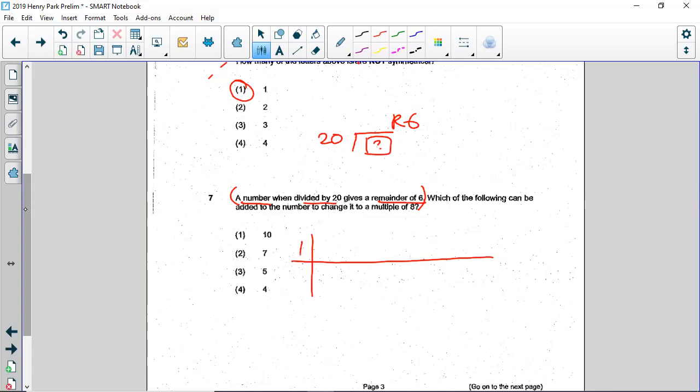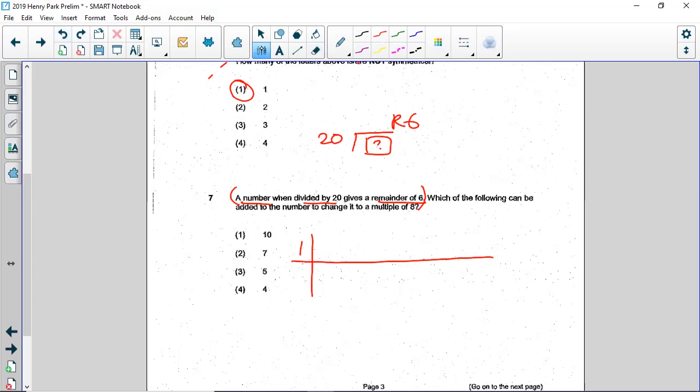A number when divided by 20 gives a remainder of 6. So what number is that? You can start with, hang on for a while, Miss Tong needs to do this. A number when divided by 20 gives a remainder of 6. So which of the following is added to the number? What happened is, you start with what? A number divided by 20.